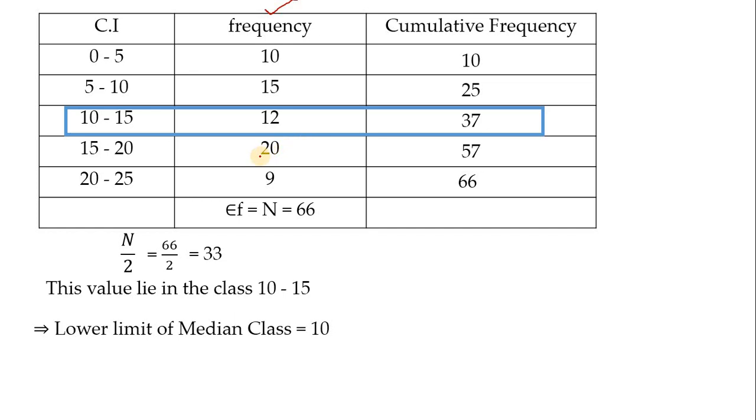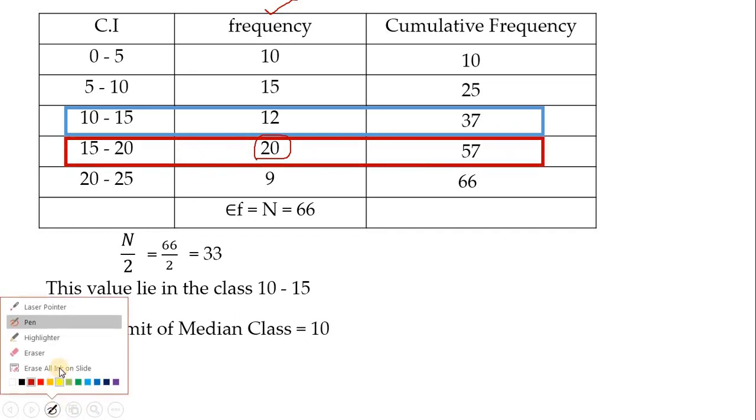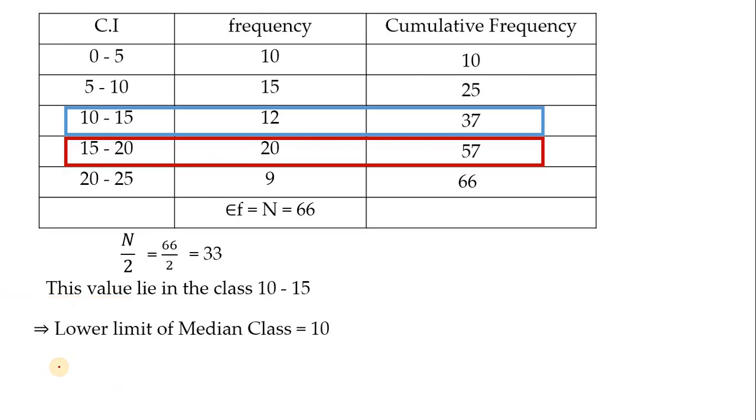Which is the greater frequency? That is 20. So this full column is related to the modal class, which I have drawn a box in red color. So that is related to the modal class. Now in this class interval, the lower limit is 50. So the lower limit of the modal class is 50. Children, I hope you have got it.